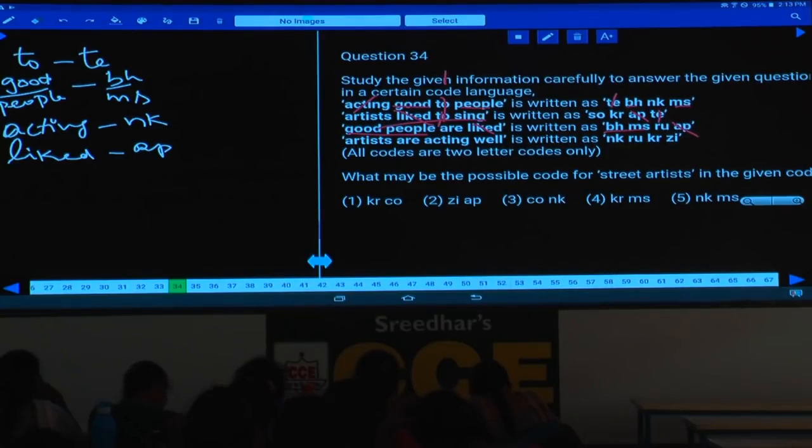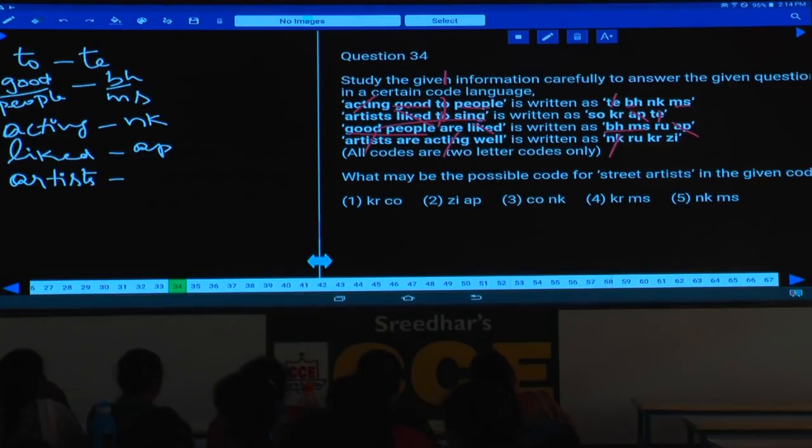Then what is left over here? Artist and sing. Artist is the word which is common. Here also in the fourth one acting is there, and the code to the word acting is NK. Next one. What is the word common between these two? Artist is the word common. And as artist is the common word, what is the code common between these two?